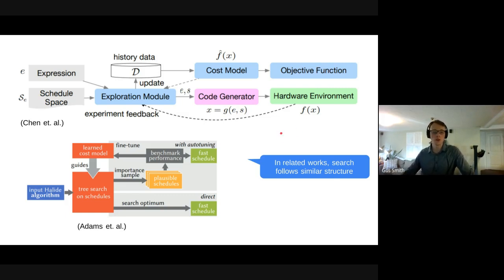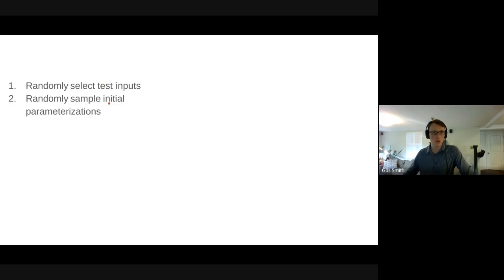So we use a fairly similar method here. It's a little bit simplified, but I will go through it now. First, we randomly select test tensor inputs. For the entire search process, we're going to just use a single set of tensor inputs to optimize for, from our space of 3K tensor inputs. Then we also sample some initial parameterizations of the sparse kernel.